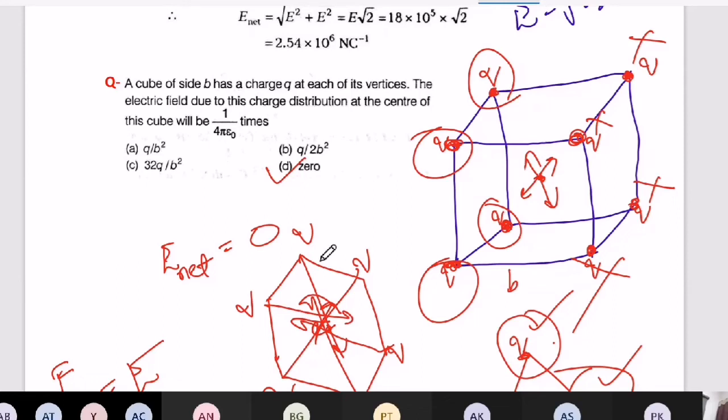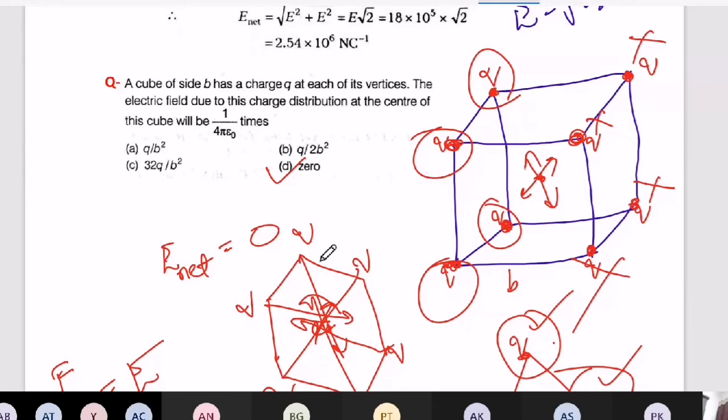Diametrically opposite charges, so that their fields will be equal and opposite along the diagonal. One diagonal like this, one diagonal like this, one diagonal like this. So the two charges placed at diametrically opposite corners cancel their fields with each other, so that the resultant field will become 0. Like that, one cancels the other.